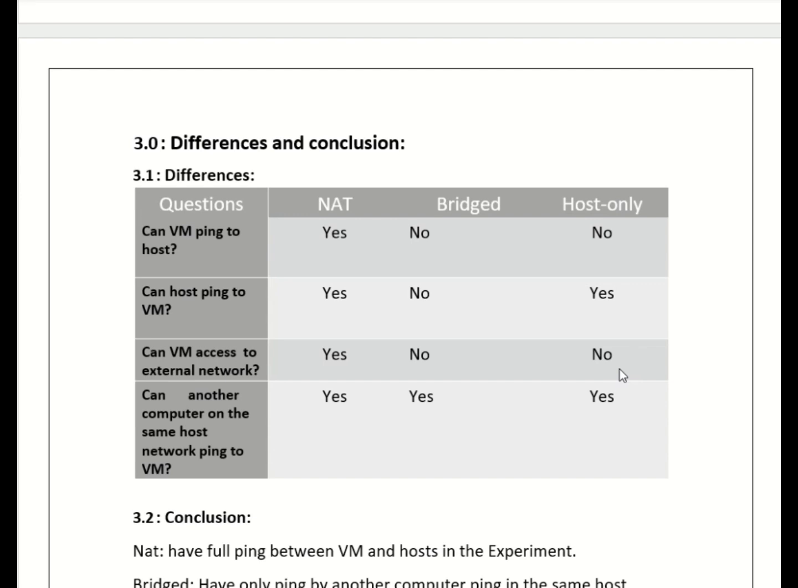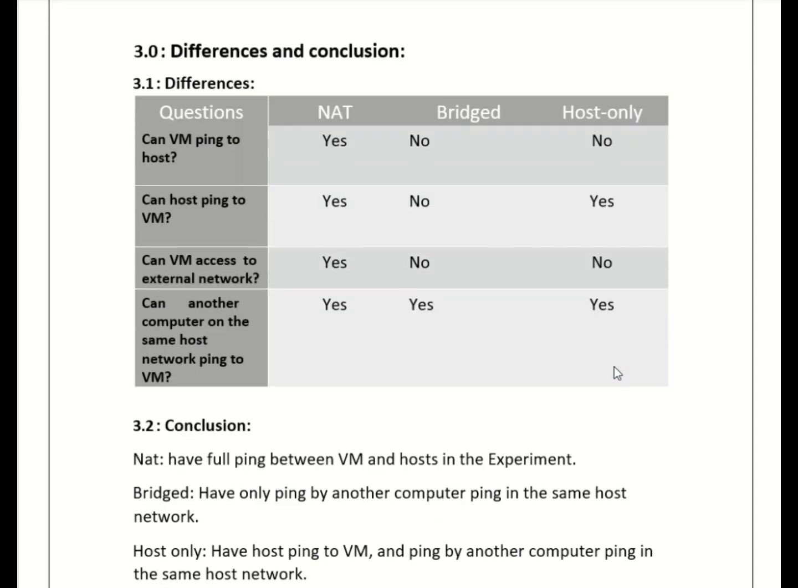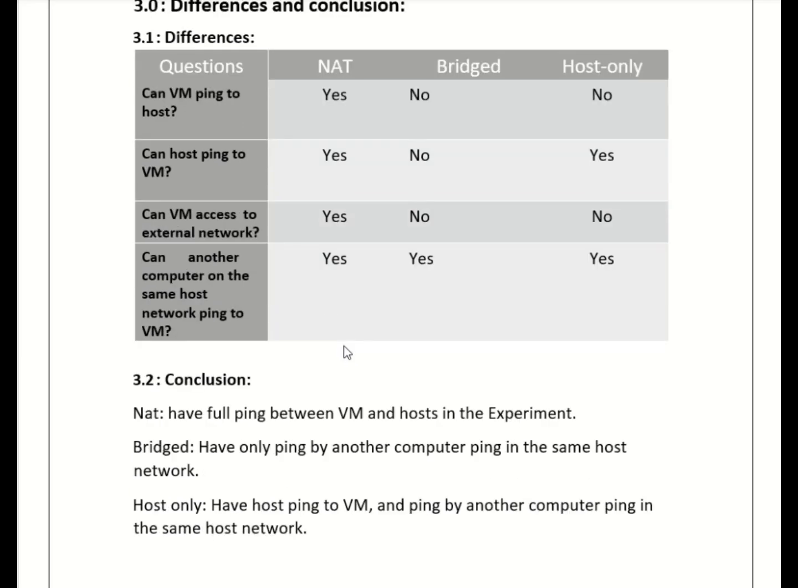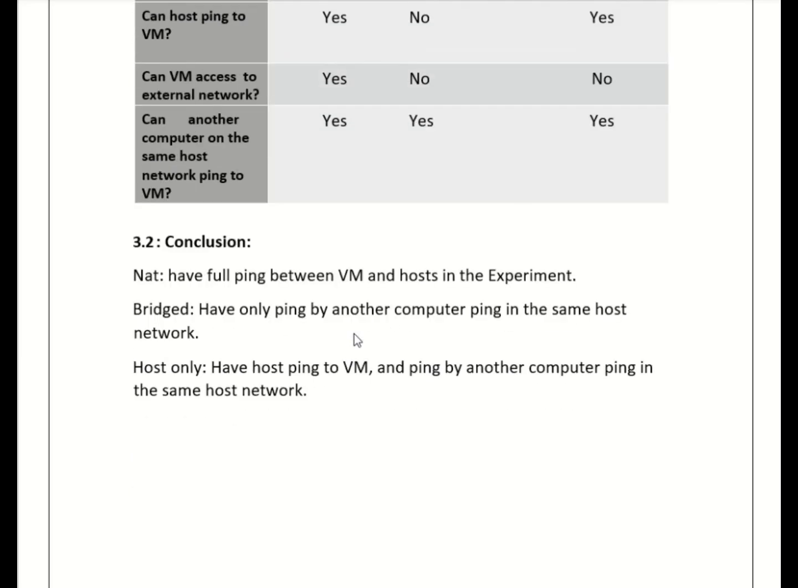3.0 Differences and conclusion. 3.1 Differences. Can a virtual machine ping the host? NAT: yes. Bridge: no. Host only: no. Can the host ping the virtual machine? NAT: yes. Bridge: no. Host only: yes. Can the virtual machine access the external network? NAT: yes. Bridge: no. Host only: no. Can another computer on the same host network ping the virtual machine? NAT: yes. Bridge: yes. Host only: yes. Here all could.